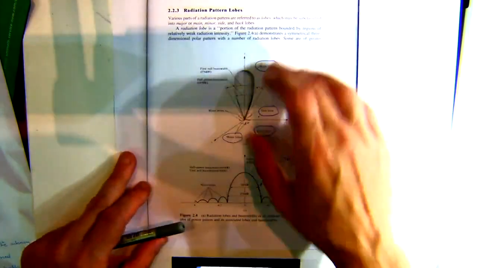And again, this is a three-dimensional structure, but I'm drawing it as a two-dimensional structure. Okay.